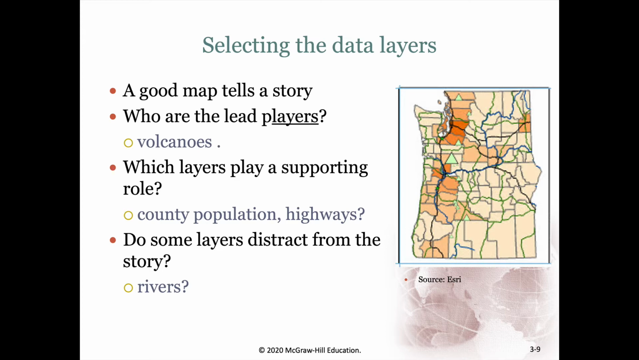If you're trying to make a map of volcanoes in the Pacific Northwest, you want that to be the thing that really grabs the map user's attention. So in that case, which layers would have the supporting roles? Maybe things like counties and showing where population is or where the highways are. And maybe some elements don't even need to be in the map at all, such as where the rivers are. It really depends on what the message of your map is. If it's volcanic hazards, maybe the population is more important than where the rivers are.